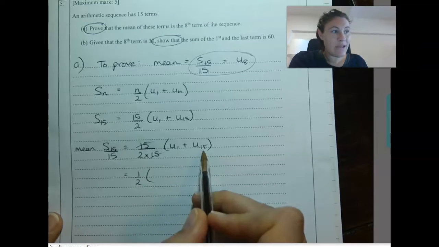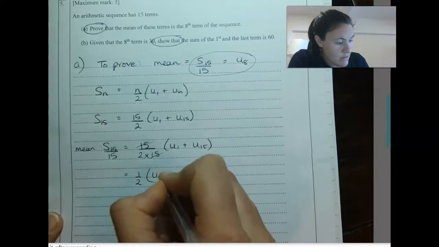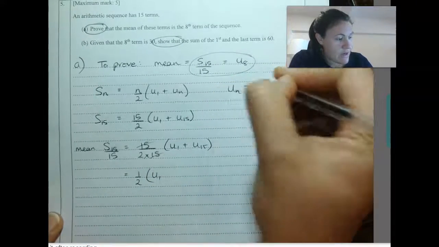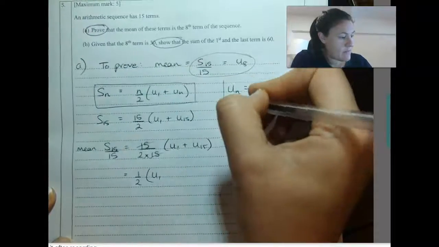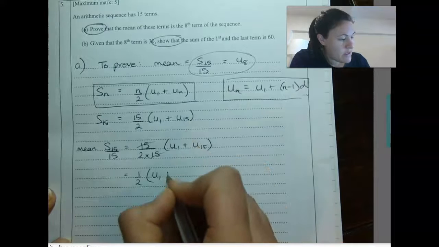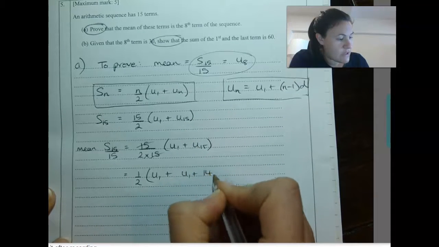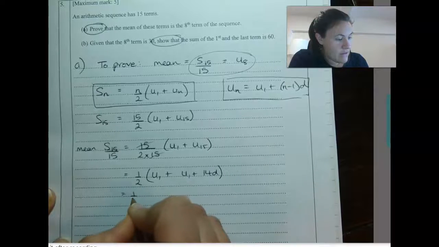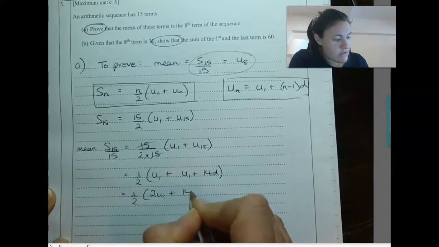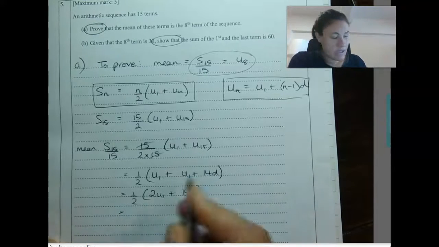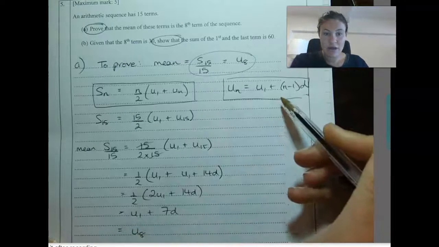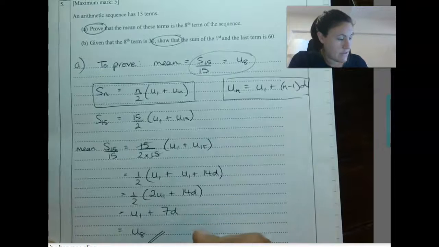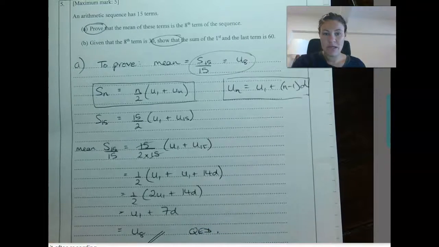And what is u15? Well, we also know that un of an arithmetic sequence is u1 plus (n minus 1) d. So here are the formulae that are given. So this is going to be u1 plus 14d. So here I get half of (2u1 plus 14d), and I can expand those brackets with the half to give me u1 plus 7d, which is u8 again according to this formula. So that's done, and at the end of a proof you can write QED.